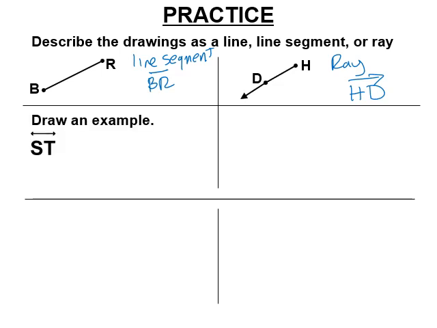So draw an example of that. There's many right answers. Well, that's line ST, so that means I have to draw something with arrows on the end, and you have to put some points on it. I'm going to intentionally put them backwards because the order of the letters is not necessarily the order of the points on the line.